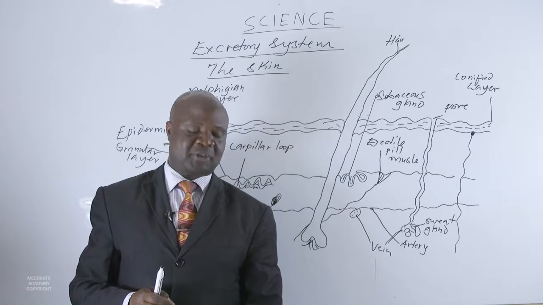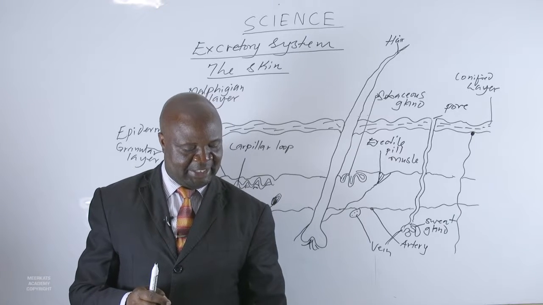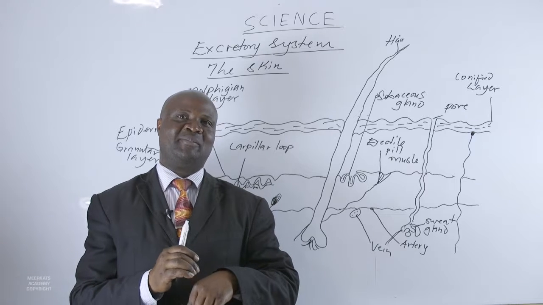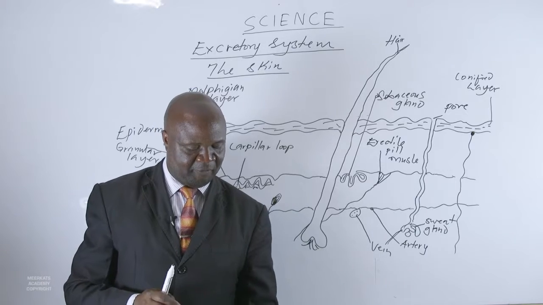Concerning the conical layer, it is the outermost layer. It contains dead cells and protects the inner layers of the skin. So the first part contains dead cells, but they're important. These cells are dead, but they are protecting the inner layers of the skin.